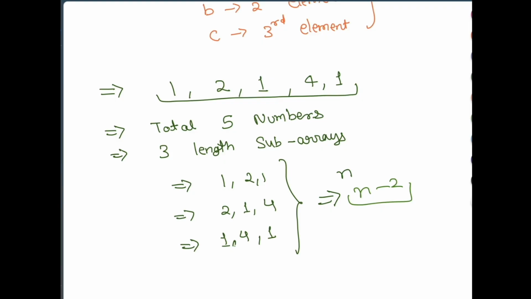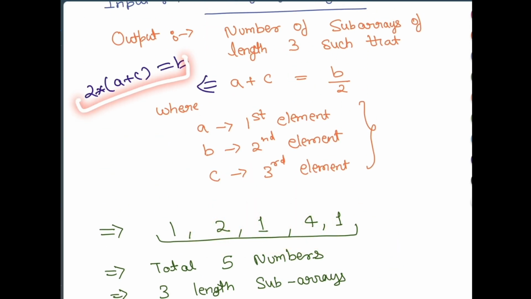At every loop, you just need to take the first, second, and third element, when you are at this point, or at this point. So at every loop, you take the first, second, and third element, create a subarray out of it, and then apply this formula: 2 multiplied by (a plus c) should be equal to b. That is, the sum of the first and third element when doubled has to be equal to the middle element. If it is true, you can increase the count of the number of subarrays you need to find. And if it is not true, then you don't need to do anything.